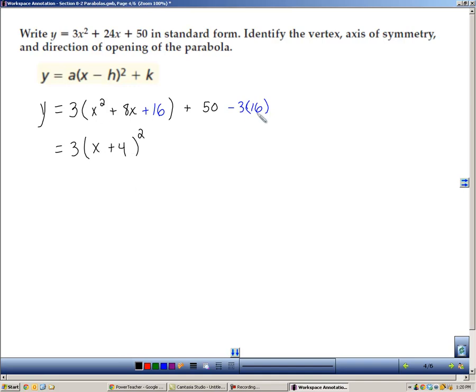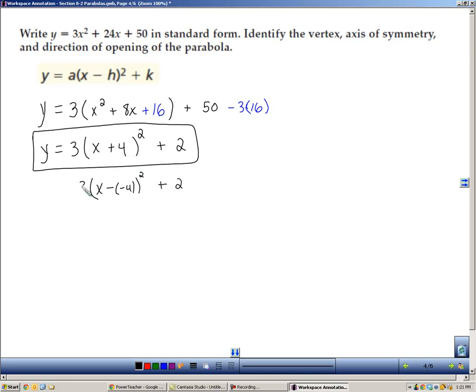Now over here, 3 times 16 is 48, and then 50 minus 48 is plus 2. So now this is pretty good in terms of my standard form. In fact, I like the way that looks. I think that's exactly what I want it to look like. I do have to be careful that this plus 4 is really an x minus negative 4, and that's going to be important later when we look for the h and the k.